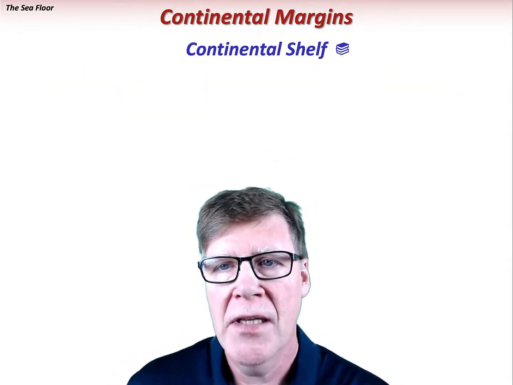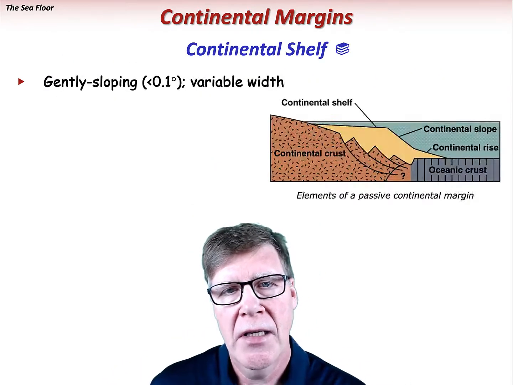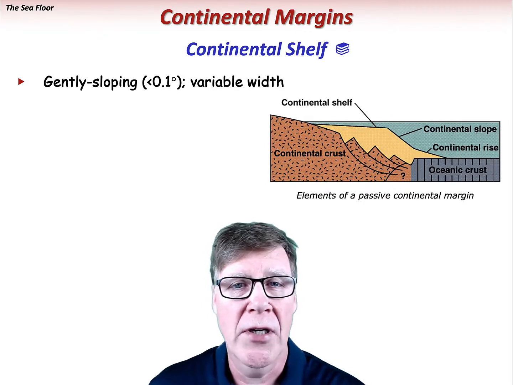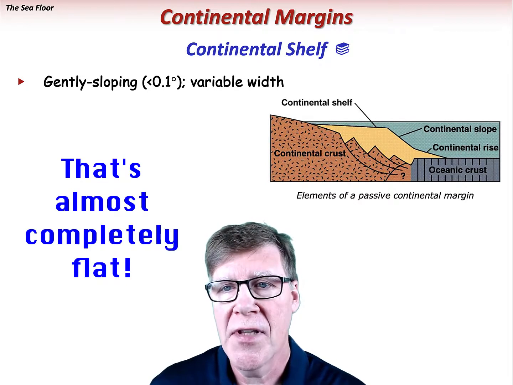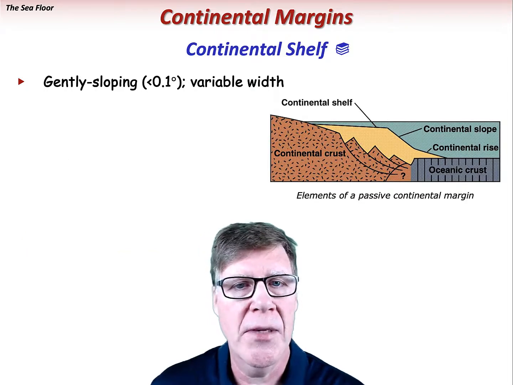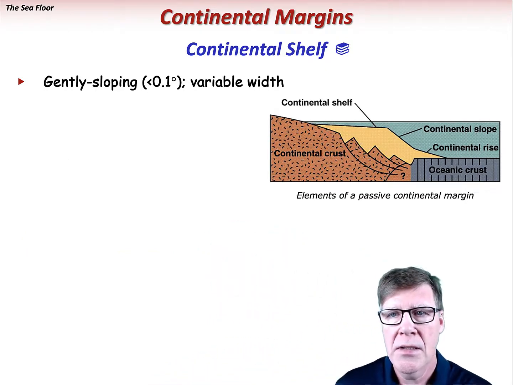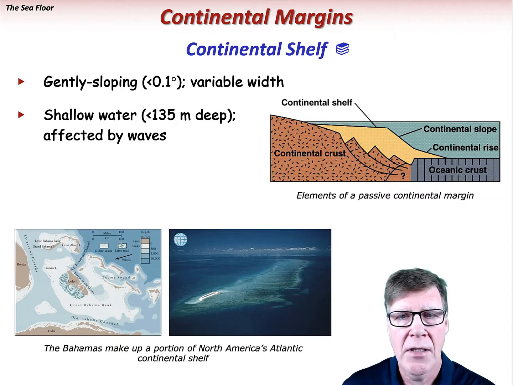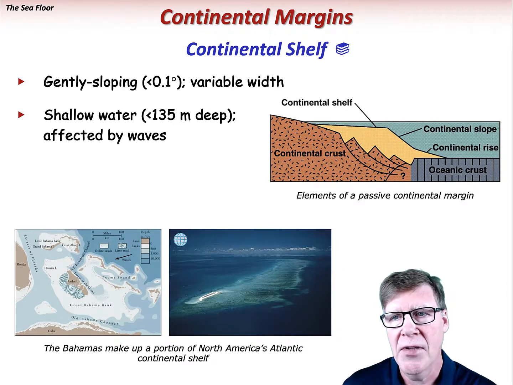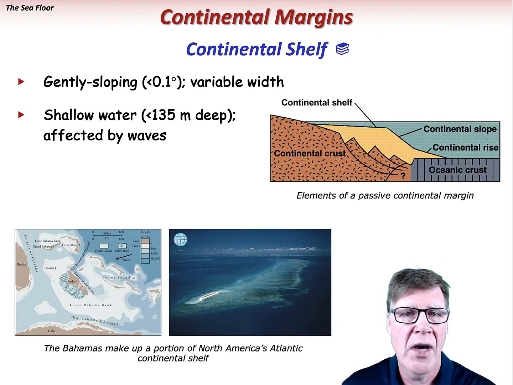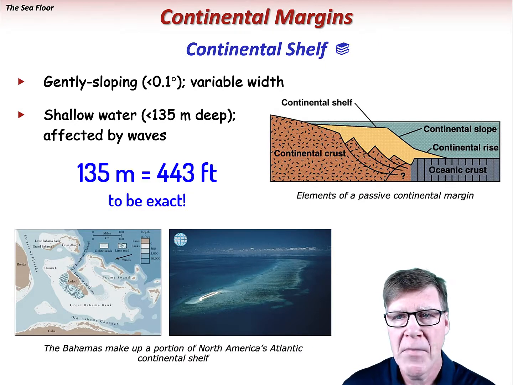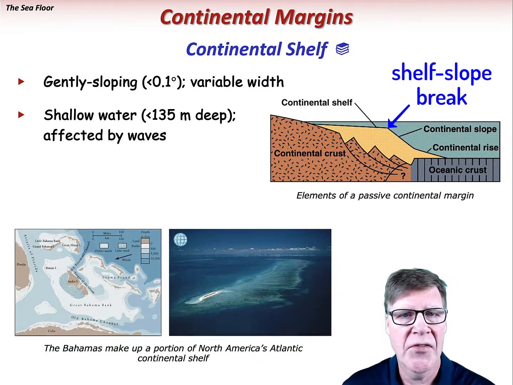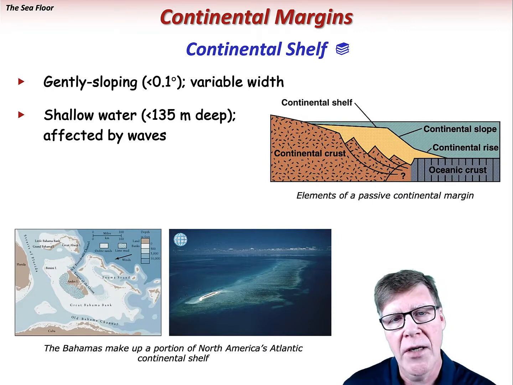Continental shelf is a very gently sloping, like less than 1/10 of 1 degree, submerged surface that extends from the shoreline towards deeper water. This is an area of shallow water that is typically affected by wave action. The depth of the outer edge of the continental shelf averages around 135 meters, or about 400 feet. This point is known as the shelf slope break. The Bahamas are part of a broad continental shelf area.